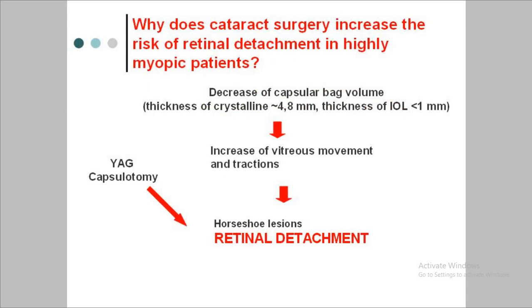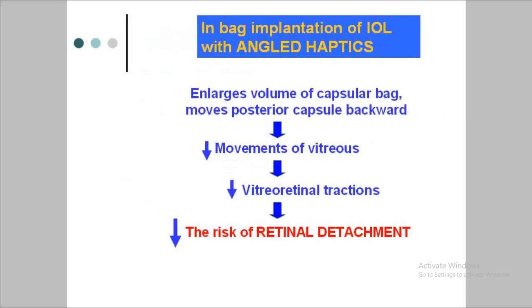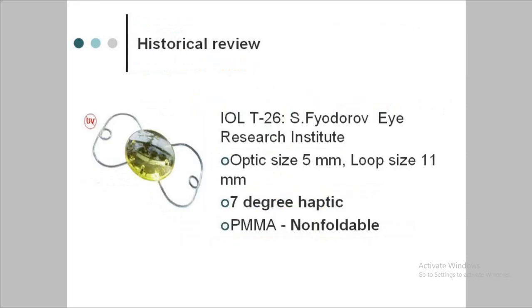The decreased thickness of capsular bag volume, which is the thickness of crystalline lens around 5 millimeters, and thickness of IOL less than 1 millimeter, increases the vitreous movement and tractions. It leads to horseshoe lesions and retinal detachment. The incidence of complications is high after YAG laser capsulotomy. The idea of in-bag placing of IOL with angled haptics was to enlarge the volume of capsular bag and to move the posterior capsule backward to decrease the movements of vitreous, vitreoretinal tractions, and the risk of retinal detachment.